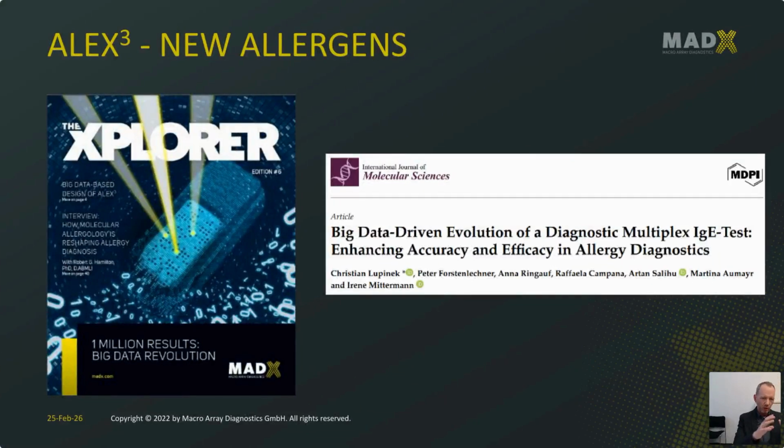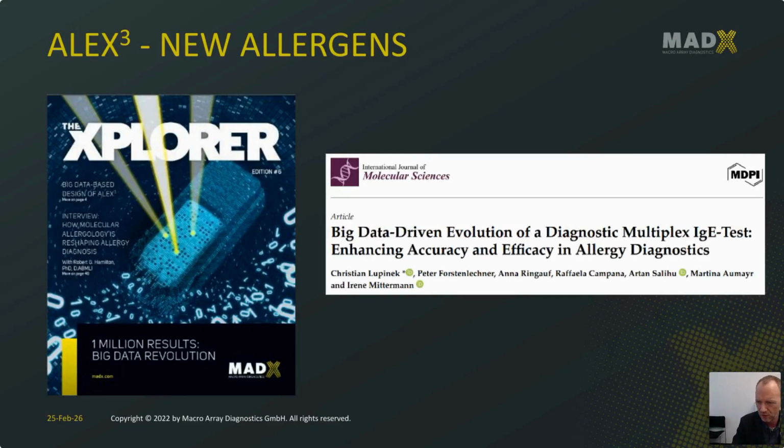In addition to optimizing the panel composition, moving from ALEX 2 to ALEX 3, we also included an additional 53 new allergens onto the ALEX 3 panel. Details on the allergens that have been added can be found in our online magazine. This is an in-house magazine, available on our website, and also in our recent publication in the International Journal of Molecular Sciences. That gives you very good detailed information about the allergens that were added and the reasons behind that.